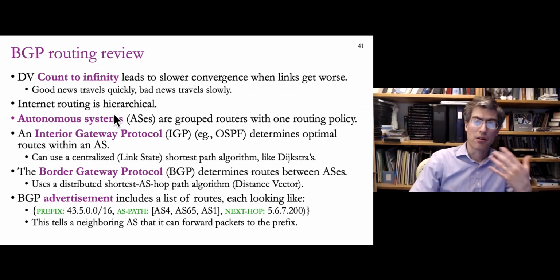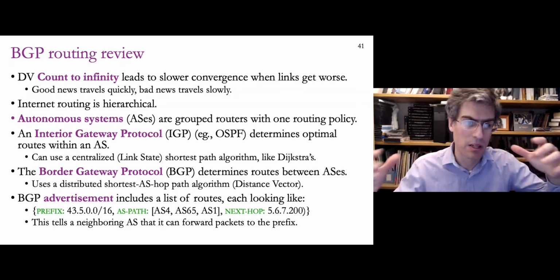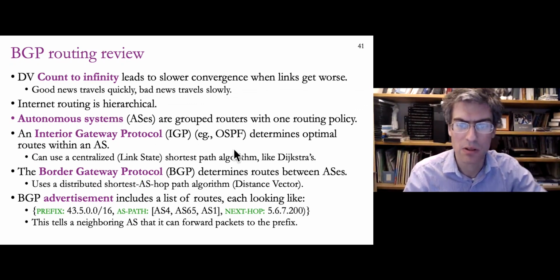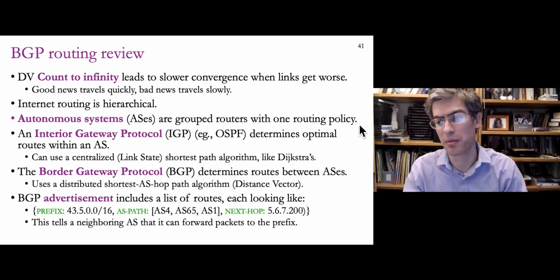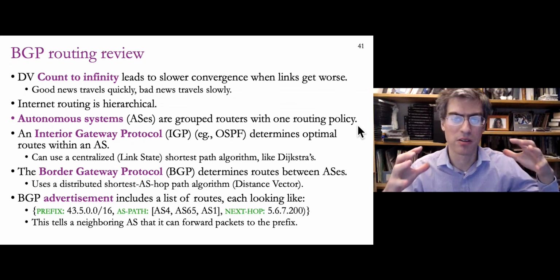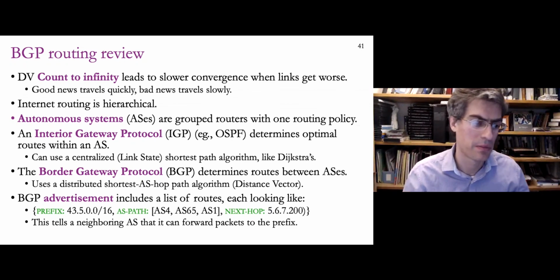Routing on the internet is hierarchical, so at the highest level, the global level, we have BGP that decides the routes, but then at the lower level, we have interior gateway protocols that can be different in the different autonomous systems. Autonomous systems are grouped routers with one routing policy, so it's like a group of routers that are connected together that are managed by one entity.